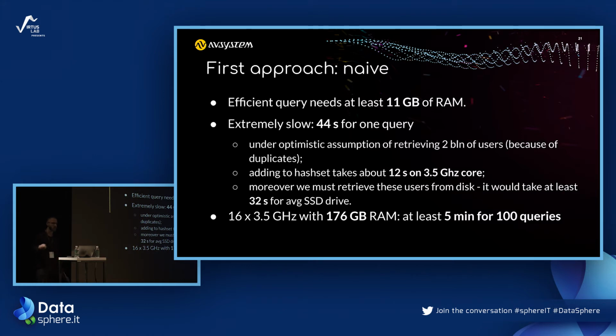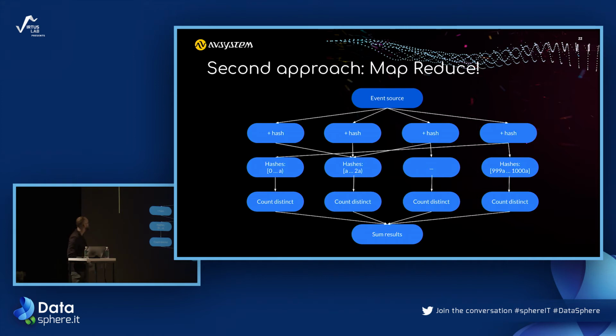So, for example, if you have a 6 times 3.5 gigahertz processor with 176 gigabytes of RAM, it would take at least 5 minutes for 100 such queries. It is unacceptable. So maybe some distributed approach. Yeah, MapReduce. So we have 1,000 working nodes.